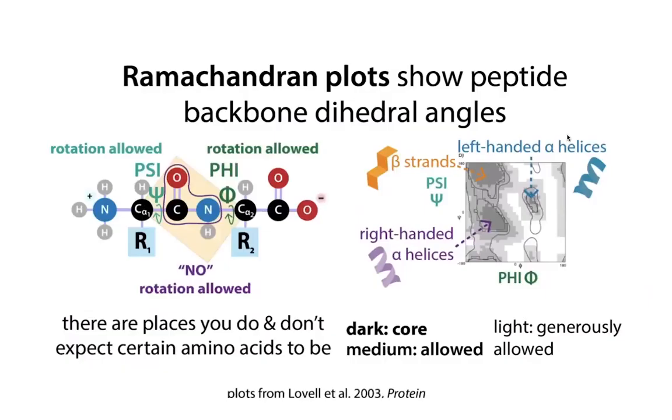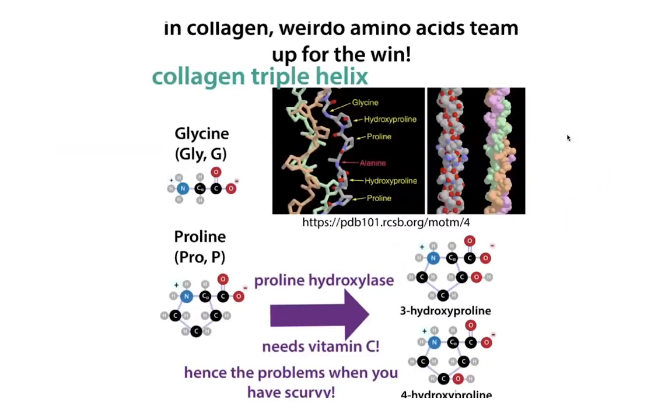Okay, so now we hopefully have a better idea of what these phi and psi angles are, as well as how they're represented on a Ramachandran plot. Remember that those dark regions are the core, where things are most often found. So there'll be places where you most often find beta strands, left-handed alpha helices and right-handed alpha helices. You'll see that right-handed alpha helices are much more common than left-handed. And left-handed, you'll only really see in weird structures like collagen, which also has this weird triple helix, which is really, really cool.